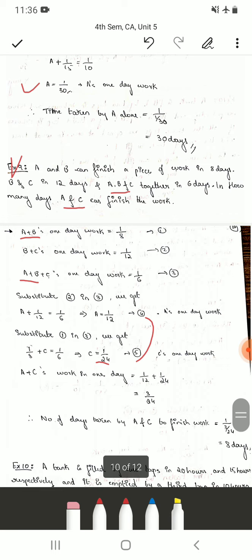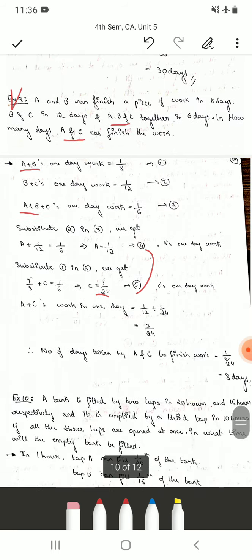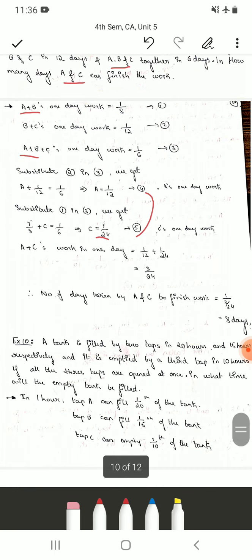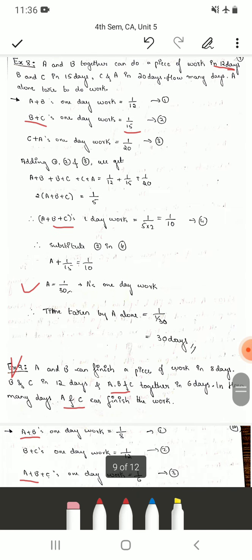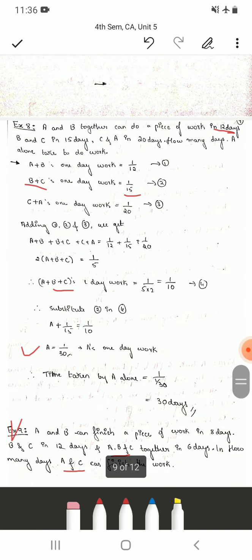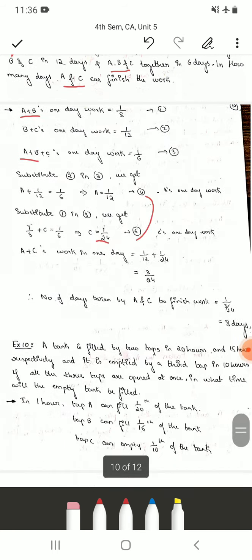Therefore, the number of days taken by A and C to finish the work is 1 divided by 3 by 24. That is equal to 8 days. That is, 24 by 3 is 8. So both A and C together can finish the work in 8 days. So in any problem of this type, the first step would be to find out the work done in 1 day or 1 hour, and then you can find out the time taken by either individually or separately or working together.